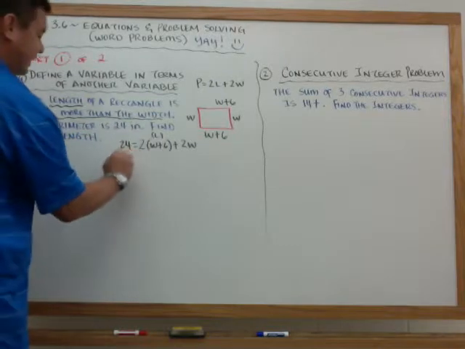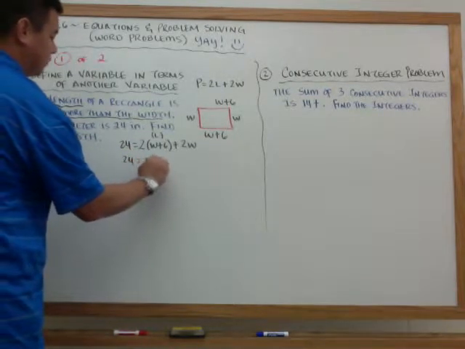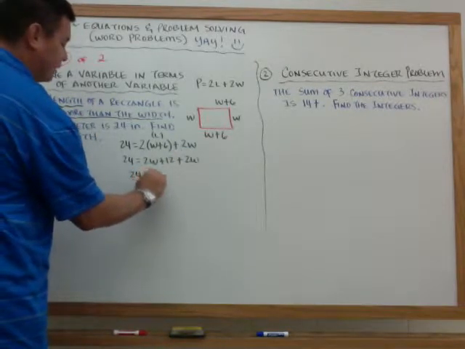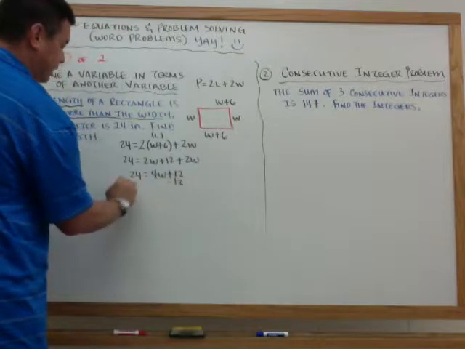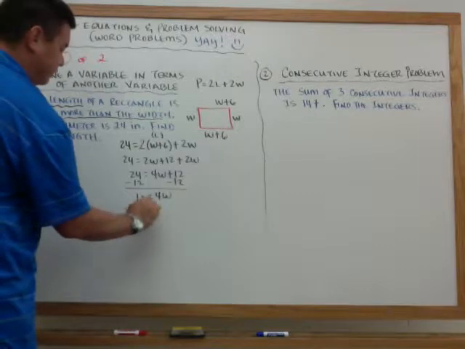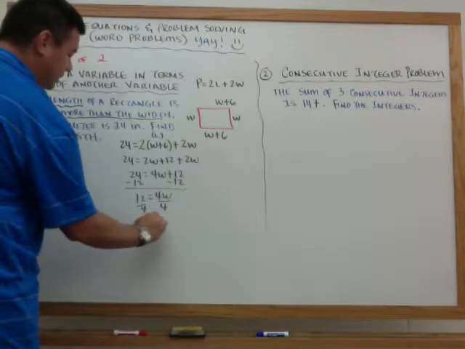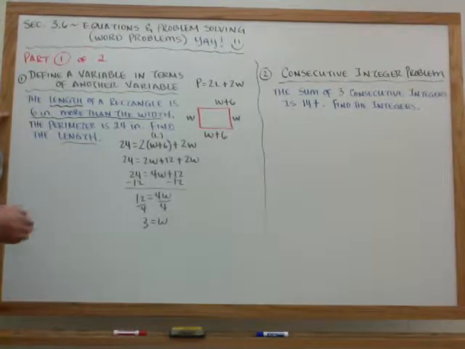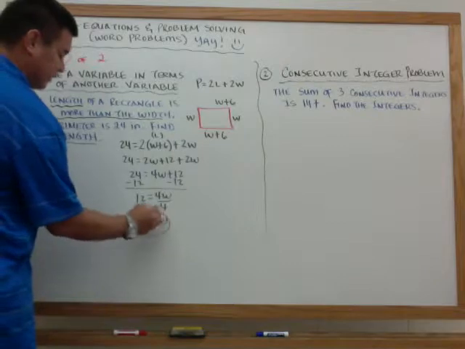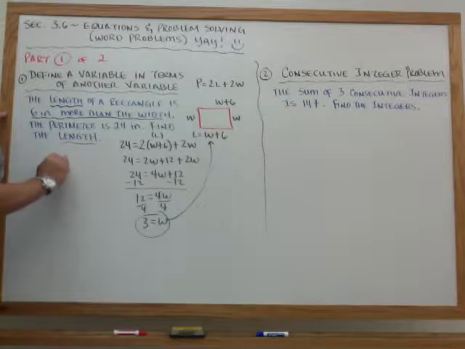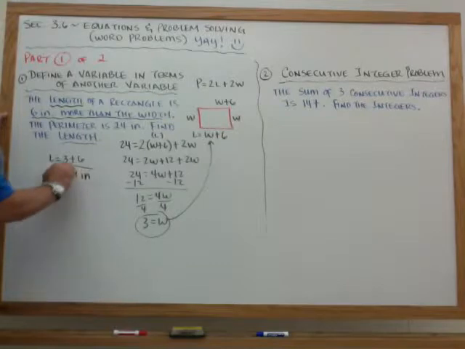When I distribute this in, I get 24 is equal to 2W plus 12 plus the 2W. Combine my like terms, and I get 4W plus 12. Subtract 12 from both sides, and I get 12 is equal to 4W. Divide both sides by 4, and I get W is equal to 3. But I'm looking for the length, so I need to take this 3 and put it in here, because length is equal to W plus 6. So length is equal to 3 plus 6, which is equal to 9, and don't forget to label, inches.